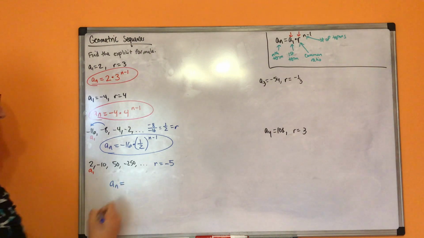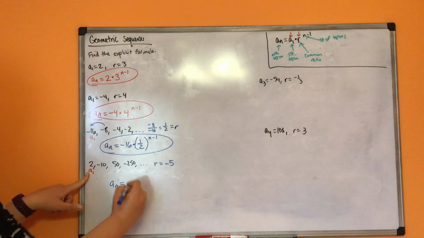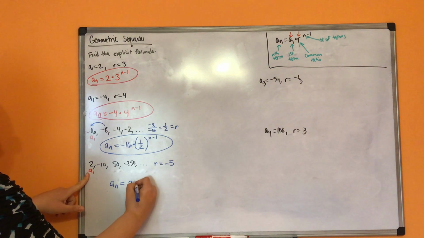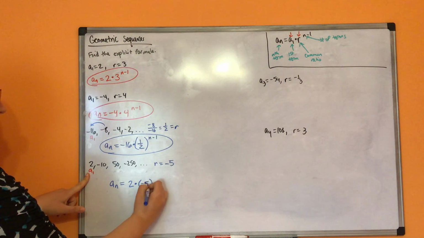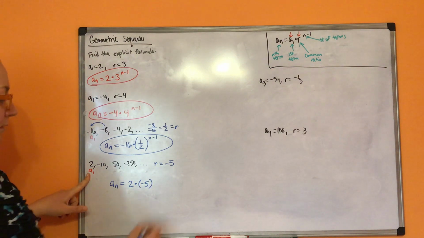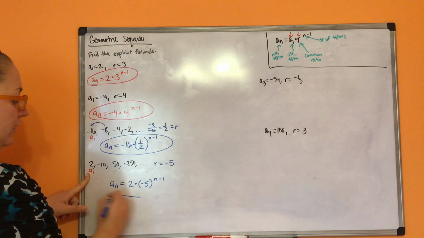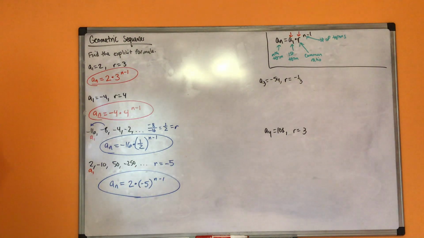Put things where they go in the formula. So AN equals my A1 number, which is 2, times my R number, I'm going to put it in parentheses since it's negative, -5, to the n minus 1 power.